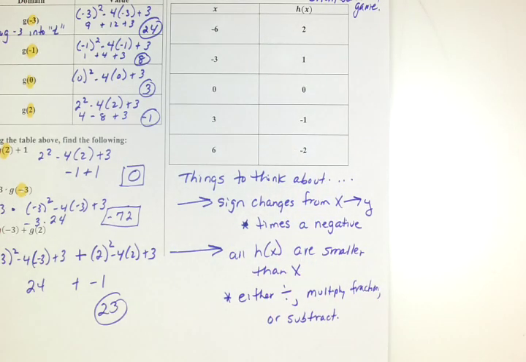I'm going to add what? You add 8 to get 2, but then we have to work all of them. Right, so it can't be 8. So why are we adding? Because it says if the sign changes from x to y, times a negative.